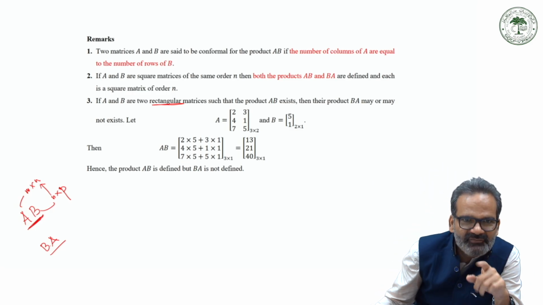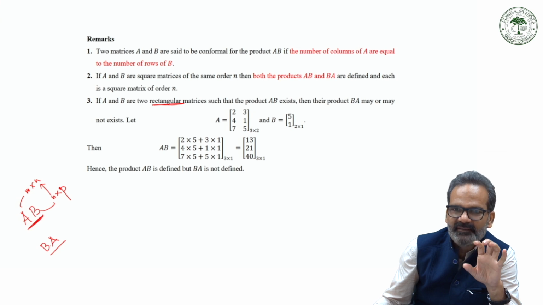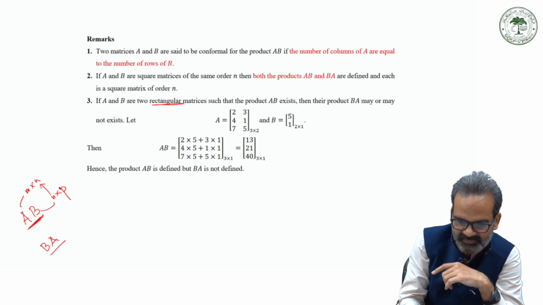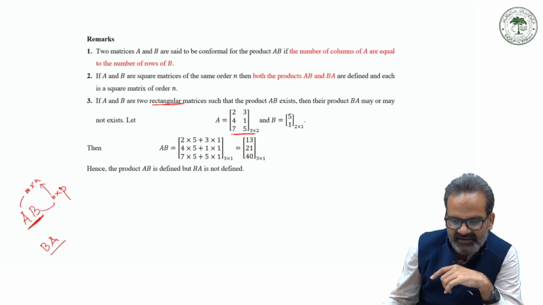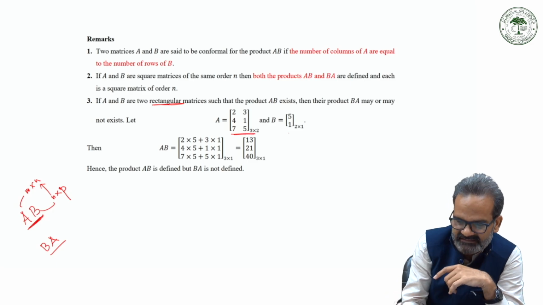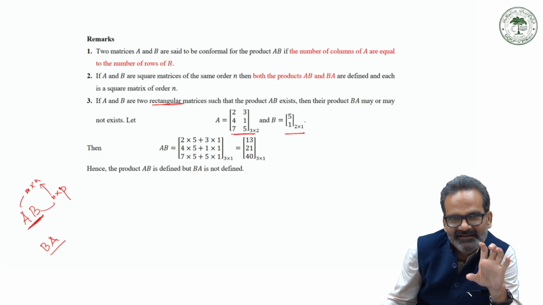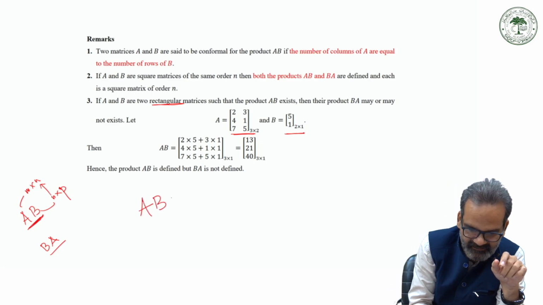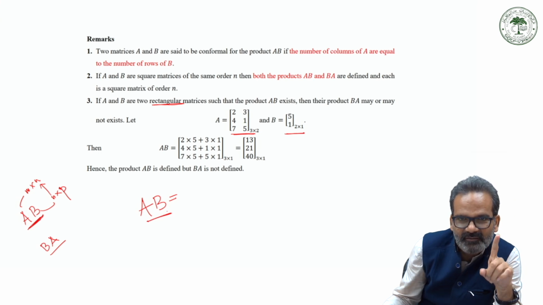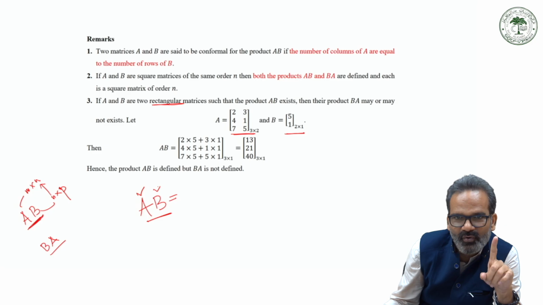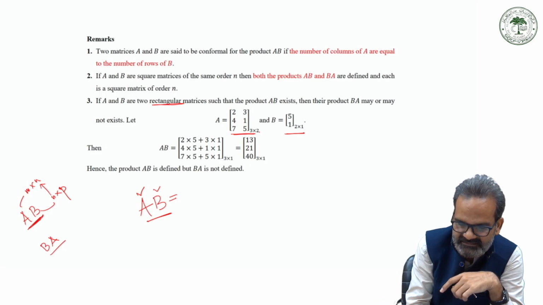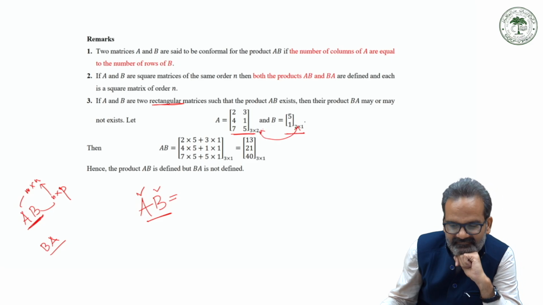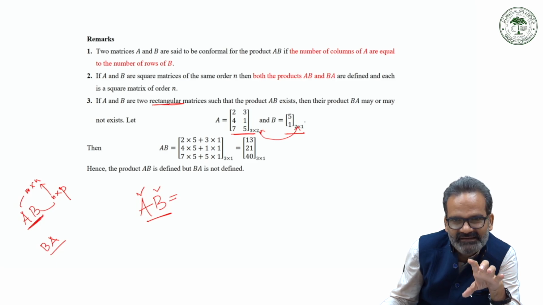So first take this case: if A and B are two rectangular matrices such that the product AB exists, then their product BA may or may not exist. Let us understand this remark by this example. Say A is a matrix of order 3 by 2. It contains 3 rows and 2 columns. And B is a matrix of order 2 by 1. It contains 2 rows and 1 column. We are interested to find out AB. AB is possible when the columns of A equal the rows of B. Now check this condition. A contains 2 columns and B contains 2 rows. So this condition is satisfied.